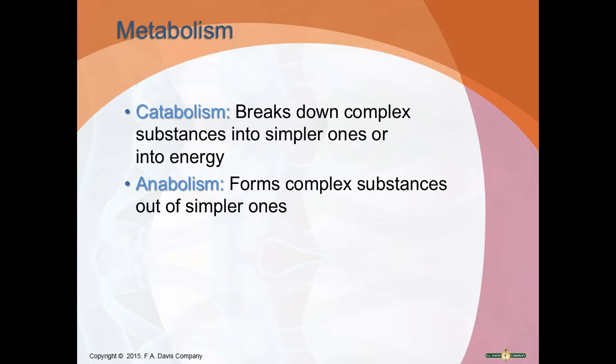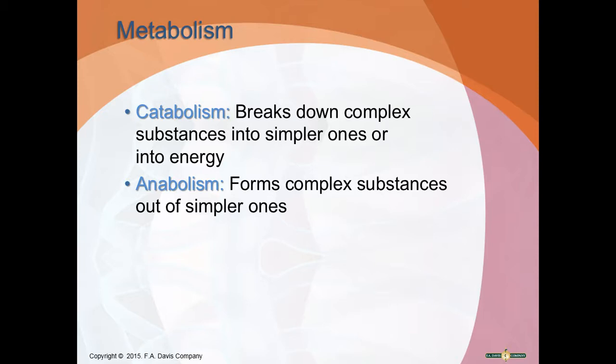So let's look at metabolism. Metabolism is on page 419, and we're going to define some words: catabolism and anabolism. Catabolism breaks down complex substances into simpler ones or into energy, and anabolism forms complex substances out of simpler ones. So inside the cell, nutrients are transformed through metabolism into energy that the body can use immediately or store for later use.